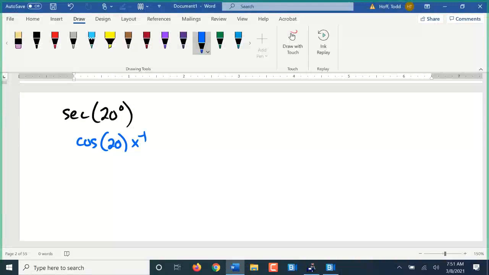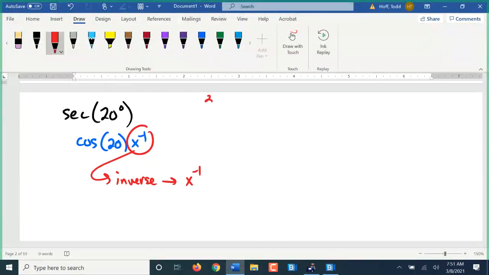Now, first of all, what is the inverse of x negative 1? A reciprocal is its own inverse. If I take the reciprocal of 2/3, that would be 3/2. The reciprocal of 3/2 would be 2/3. It goes back to itself. So it's its own inverse.